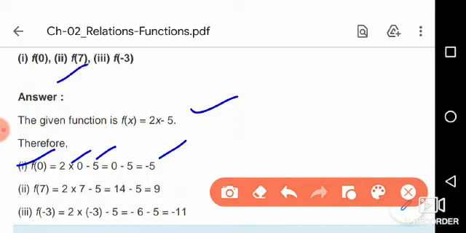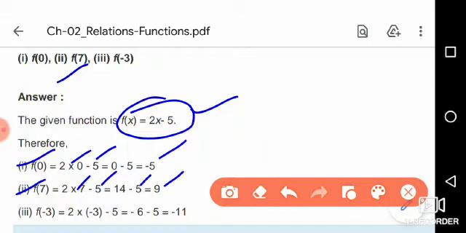Similarly, we can find the value of f of 7. Put x equal to 7 in the given function f of x equal to 2x minus 5. Therefore, 2 into 7 minus 5, that is 14 minus 5, is equal to 9. Likewise, we have another value for x, which is x equal to minus 3. Therefore, f of minus 3 is equal to 2 into minus 3 minus 5, that is minus 6 minus 5, is equal to minus 11.